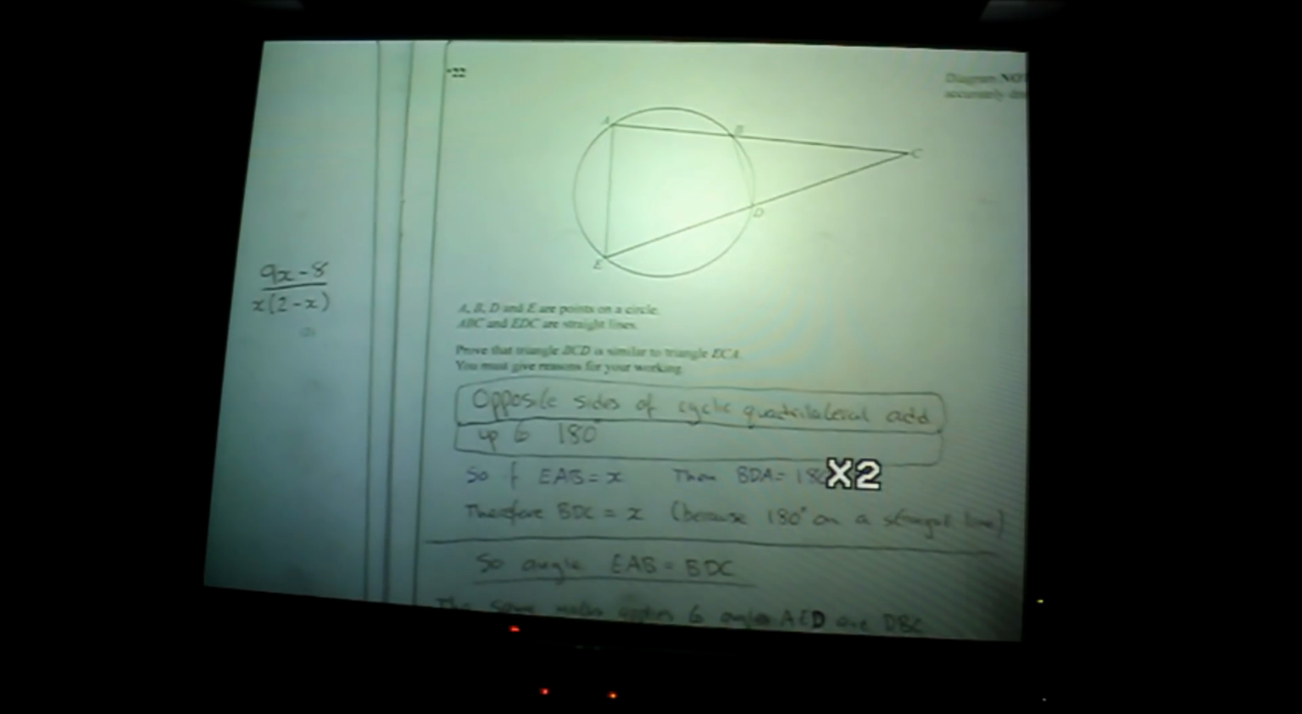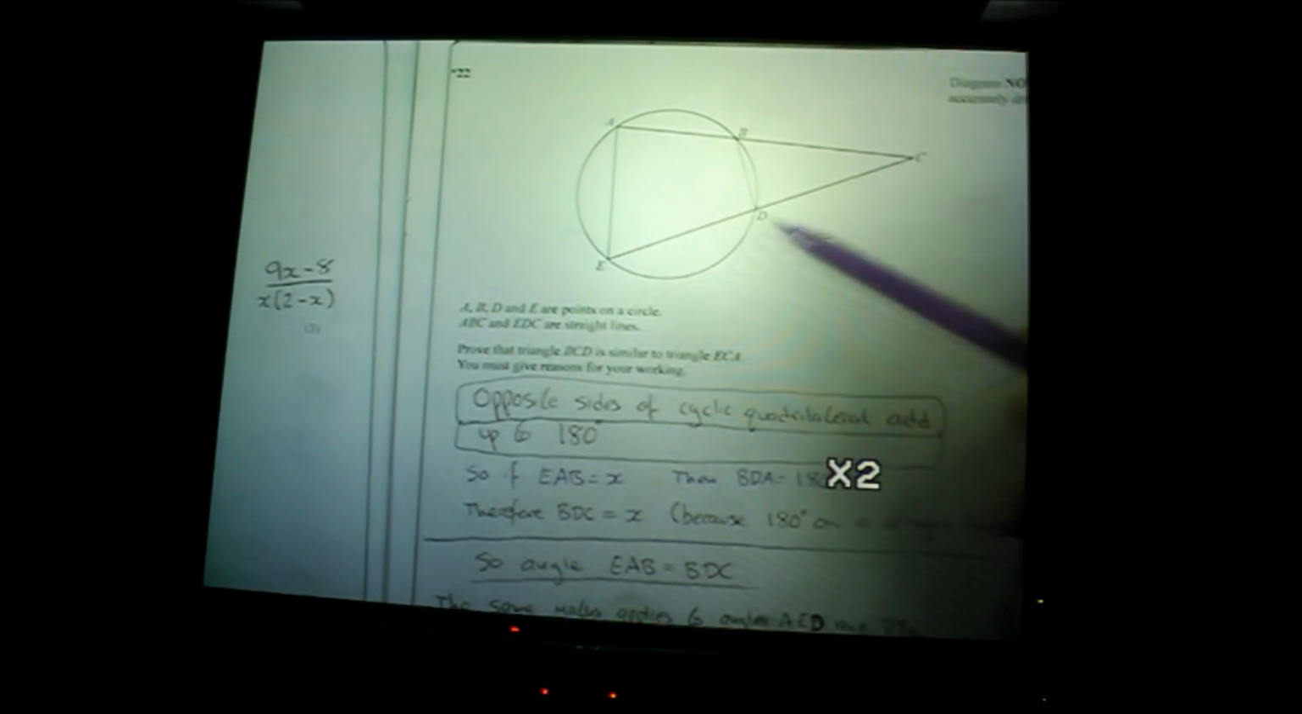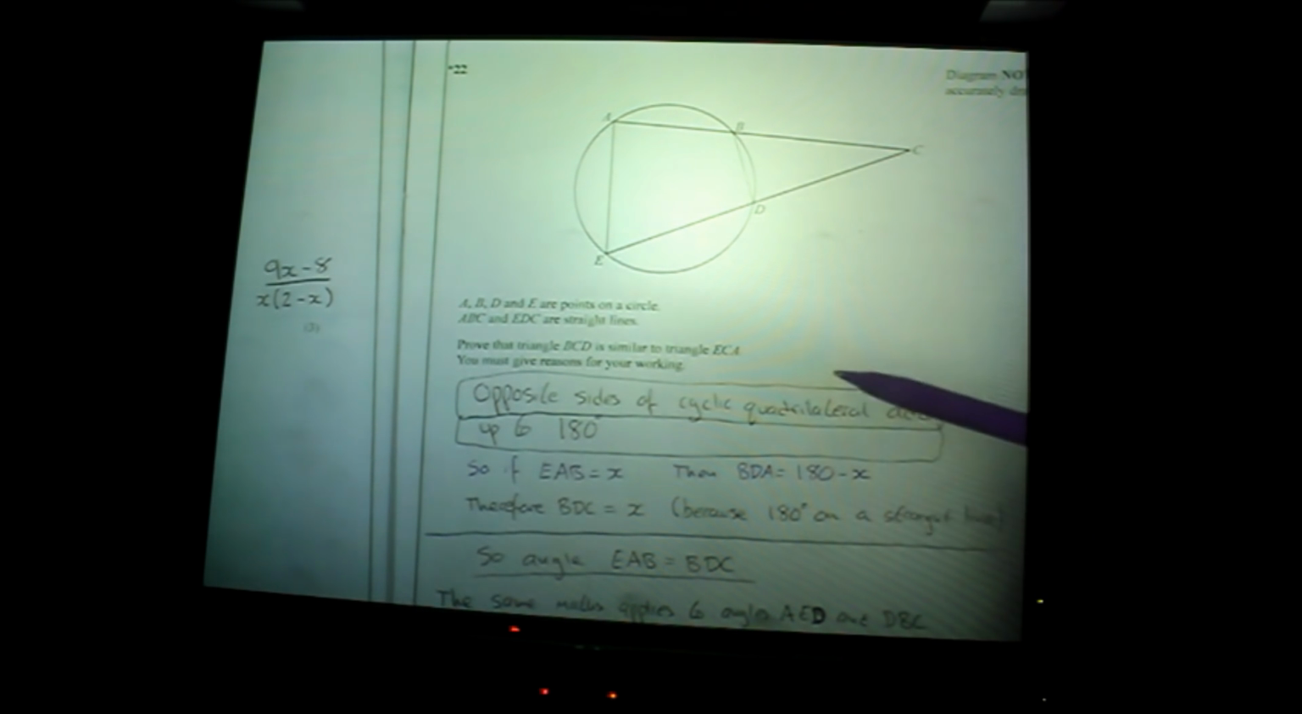The first thing I wrote down was that, because there's a cyclic quadrilateral here, first of all I should read the question out. Prove that the triangle BCD is similar to ECA. So there's 2 triangles here, there's a big one there, and there's a little one at the top there, prove they're similar. I've noticed that there's a cyclic quadrilateral here, so that means that that angle and that angle add up to 180 degrees, and this is what I'm going to use to solve it.